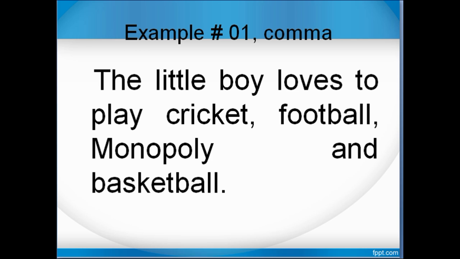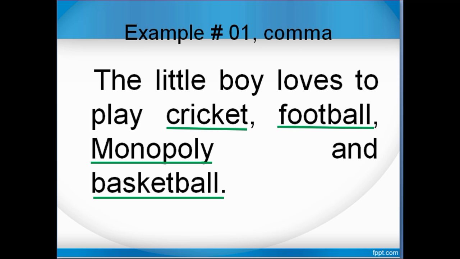So here's an example of how we use a comma. Let's look at the first example that we have here on the comma. Let's read it together: The little boy loves to play cricket, football, Monopoly, and basketball. You notice where the commas are. They are separating the items within a list. And what list are we talking about in this situation? The list is the games that the little boy loves to play, and the games are cricket, football, Monopoly, and basketball.